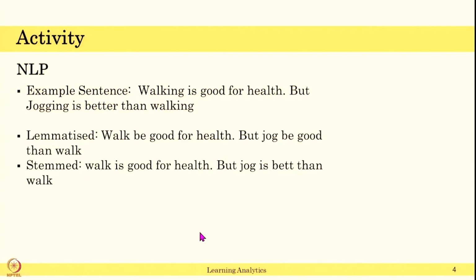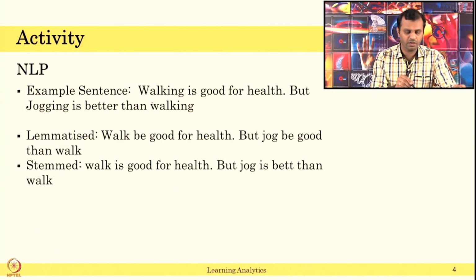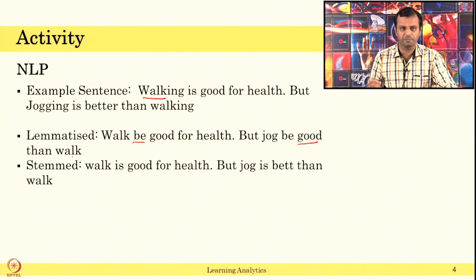So, the lemmatized form is simple, right. We know lemma is the root form. So, walking, the root form is walk; is, the root form is be; be good for health; but jogging, the root is jog; is is be; better is actually a form of good; then walk. This is the lemmatized form.